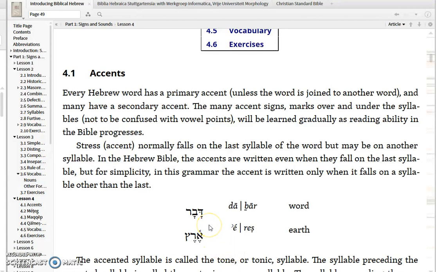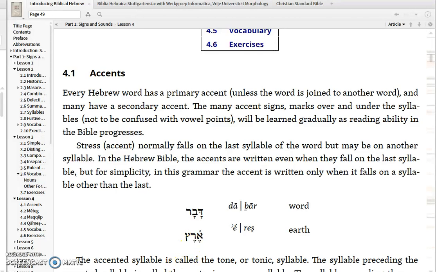So, for example, the word for word, davar, well, the accent is on the last syllable, bar, but when it's on the last syllable, there's no need to show that. Whereas if you have a word like earth or land, eretz, that is on the next to the last syllable, and therefore it is marked by the symbol that you see, the little less than sign type symbol over the aleph here. That's an indication that the accent is receded.